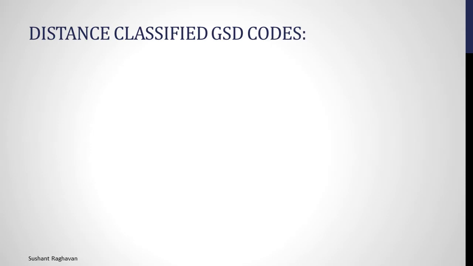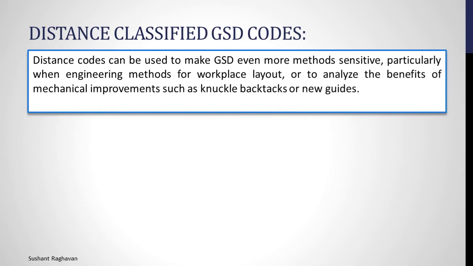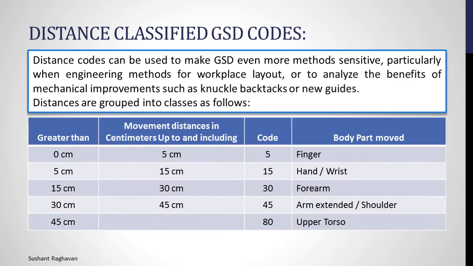Distance classified GSD codes. Distance codes can be used to make GSD even more method sensitive, particularly when engineering methods for workplace layout, or to analyze the benefits of mechanical improvements such as knuckle back tags or new guides. Distances are grouped into classes as follows.